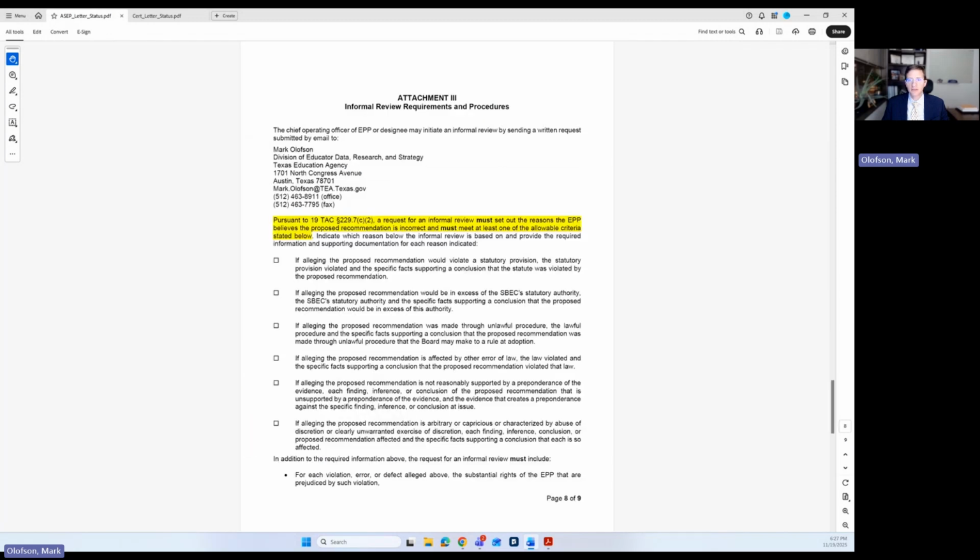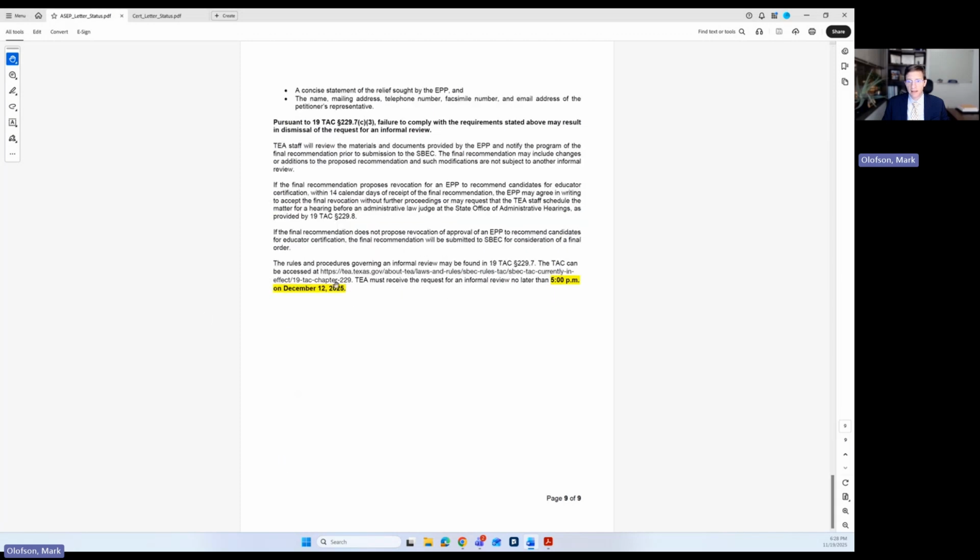The final attachment is included only if your preparation program has a status of accredited warrant or accredited probation. This attachment provides the procedures for filing an informal review. Highlighted here is the reminder that the informal review must follow the instructions that are provided in the Texas Administrative Code and that the preparation program must note the reason for the request. Finally, highlighted at the bottom is the informal review deadline of 5 p.m. on December 12th. Please note that if your preparation program does not receive Attachment 3 in your letter, it means that you are not eligible per the Administrative Code to file for an informal review.